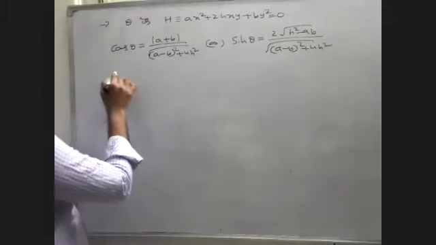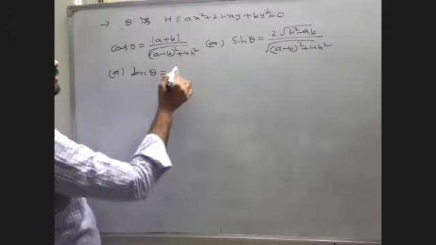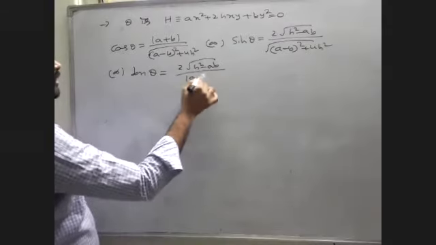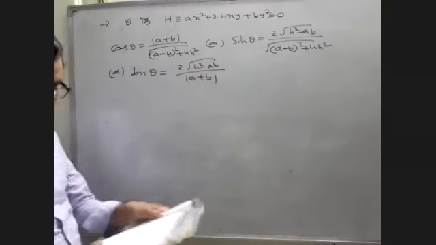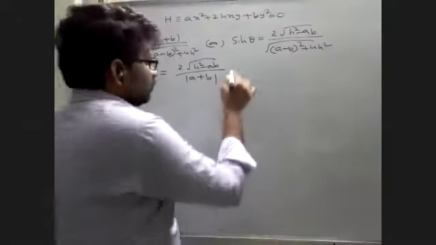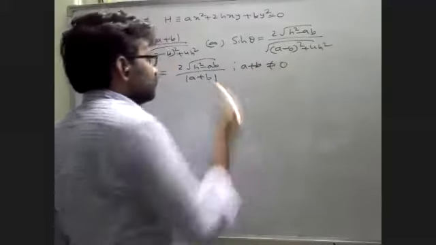Or we can write tan theta also. What about tan theta? Sin by cos. That is 2 root over (h square minus ab) by mod of a plus b. The denominators' 2 will get cancelled. This is tan theta, where a plus b is not equal to 0. Correct? a plus b not equal to 0. If this is equal to 0, this will be infinity.